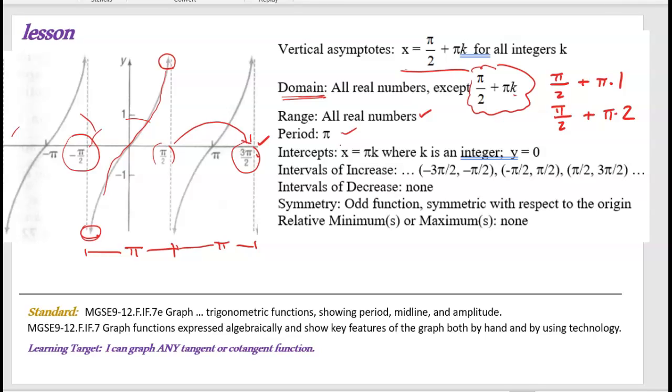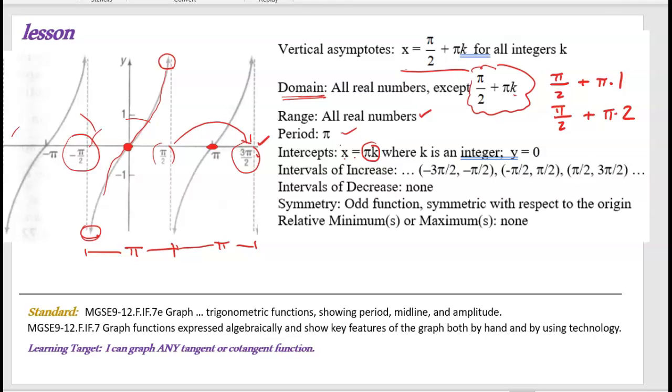The x-intercepts are pretty easy. The x-intercepts are 0, pi, 2 pi. So the x-intercepts are any number of pi, k times pi, where k is a whole number. So if k is 0, 0 times pi is 0. K is 1, 1 times pi is pi, and so on.